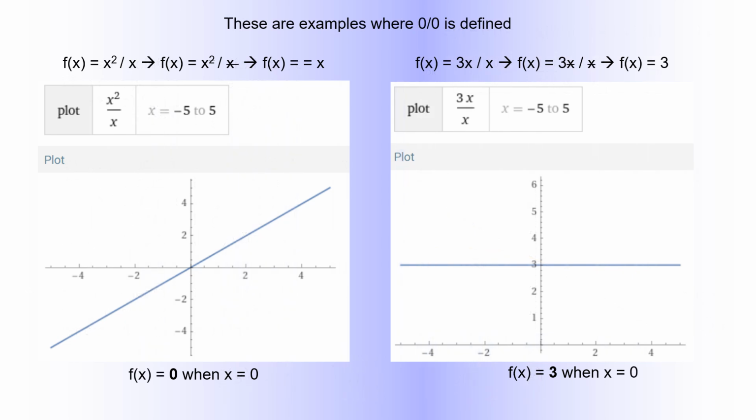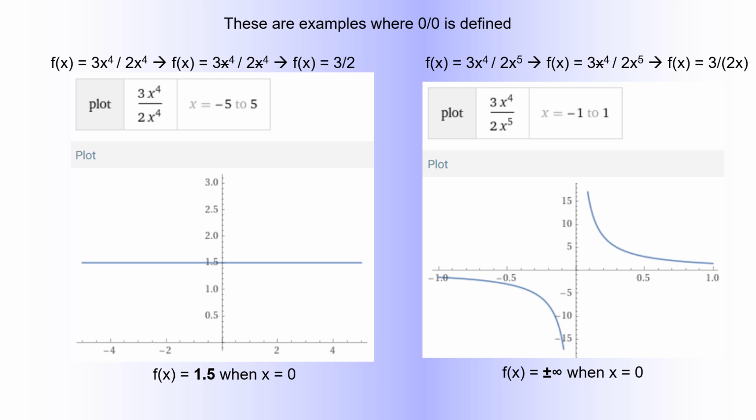On the left plot, x squared divided by x equals 0 when x equals 0. On the right plot, 3 times x divided by x equals 3 when x equals 0. On the left plot, 3x to the 4th divided by 2x to the 4th equals 1.5 when x equals 0. On the right plot, 3x to the 4th divided by 2x to the 5th equals complex infinity when x equals 0.